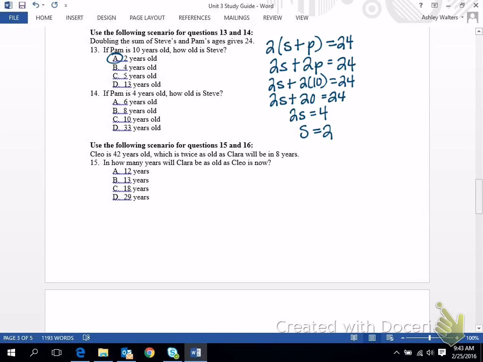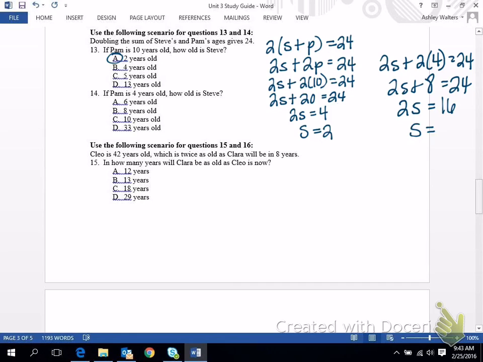Well, you're using the same equation that you set up, only now Pam is 4 years old. So 2 times Steve plus 2 times Pam, who is now 4, would be 24. 2 times 4 is 8, so 2S plus 8 equals 24. 2S will be equal to 24 minus 8, which is 16. And now Steve will be 16 divided by 2, which is 8 years old.